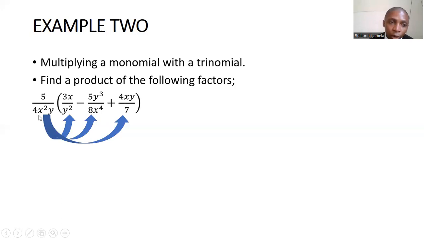In the denominator, I've got 4x squared y multiplied by y squared. So I'll have 4x squared. But the y's, when you multiply them, this y here has an exponent of 1. So I'll simply take this 1, add it with the 2. So I'll end up having y cubed in the denominator.